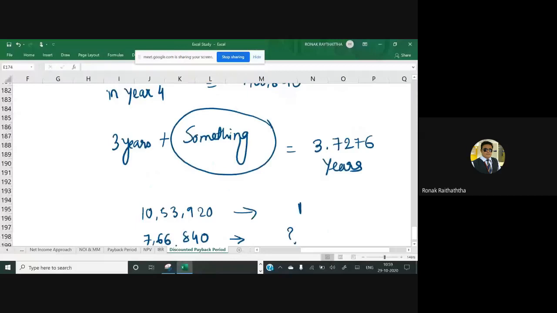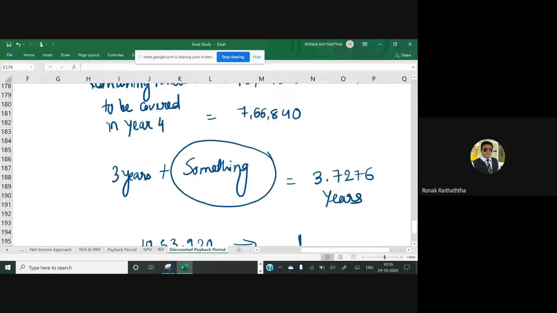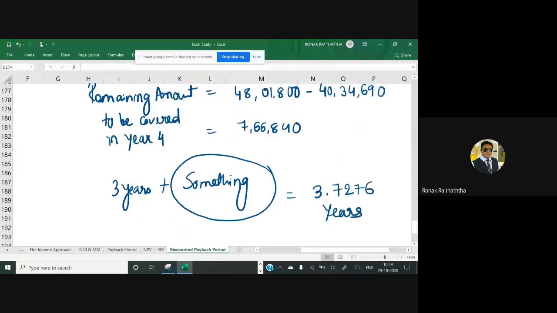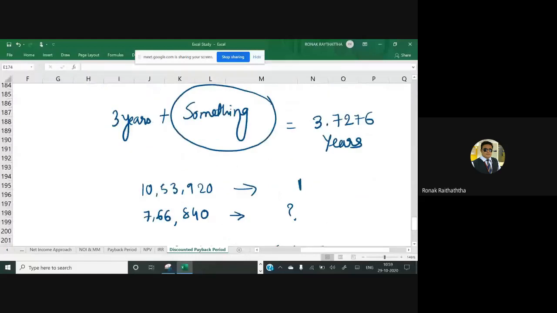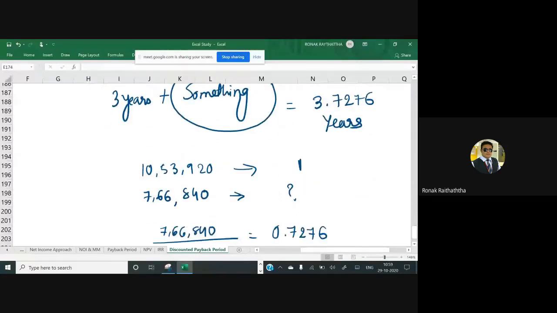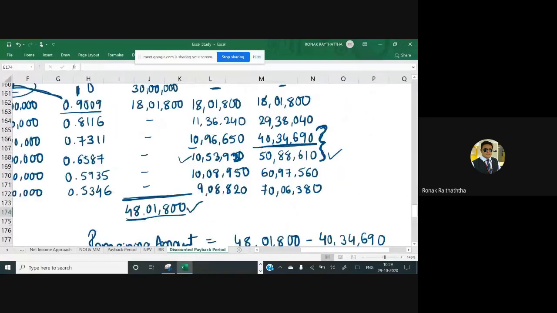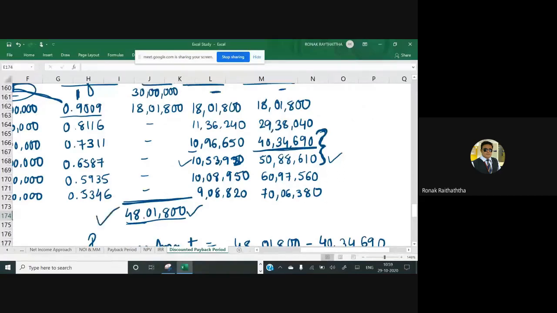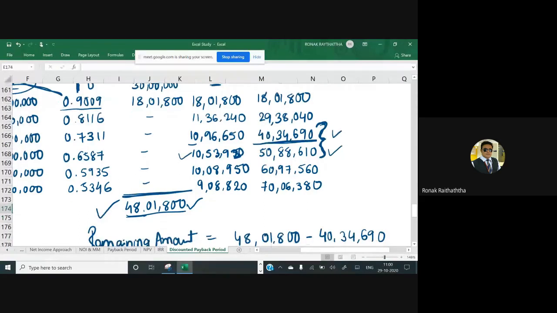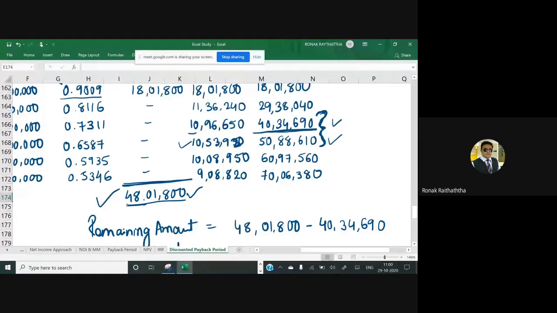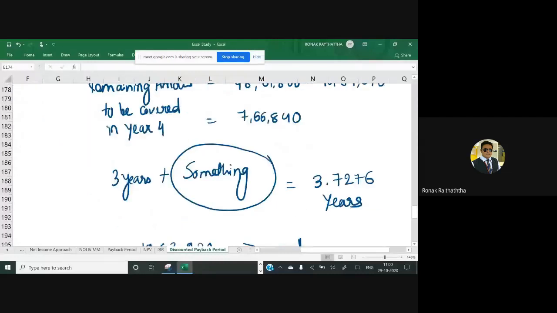In case if you are not, let me do this for you again. First of all, you are supposed to find that in how many number of years you are covering back your amount. The investment is cash outflow. So in how many number of years we are able to cover up this 4801? We could see that between year number 3 and 4, we are able to cover up this amount. So it is something which is more than 3, something which is lesser than 4. So how do we find 3 plus something? Now what is that something?